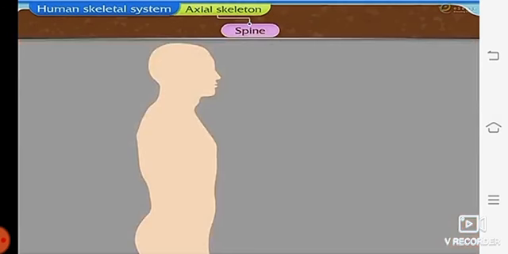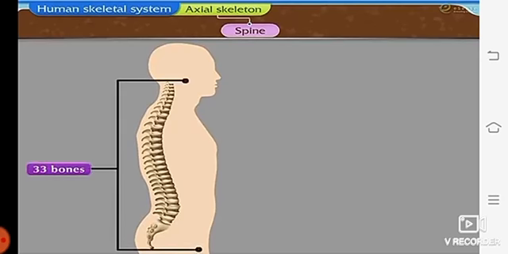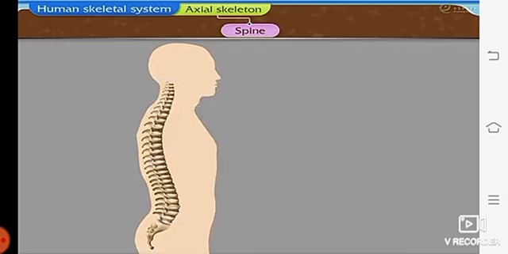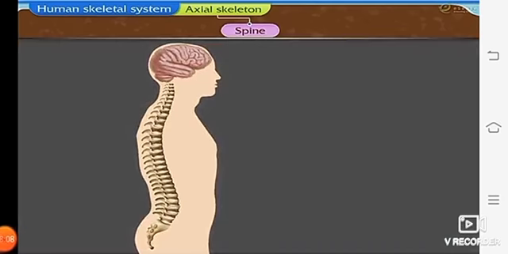So now let us learn about the spine, which is also called the backbone or vertebral column. The spine is formed by padlock-shaped bones placed straight one above the other. The spine consists of altogether 33 bones, each of which is called a vertebra. All these bones are arranged one above the other to form a flexible structure. This flexible structure protects the spinal cord, which originates from the brain.